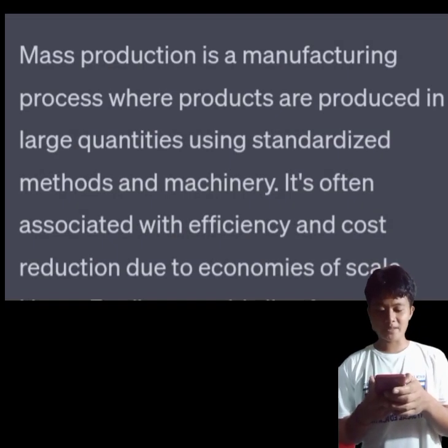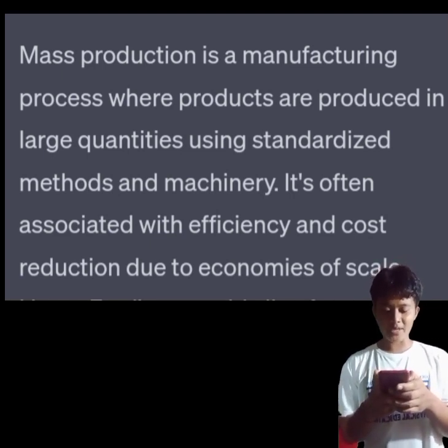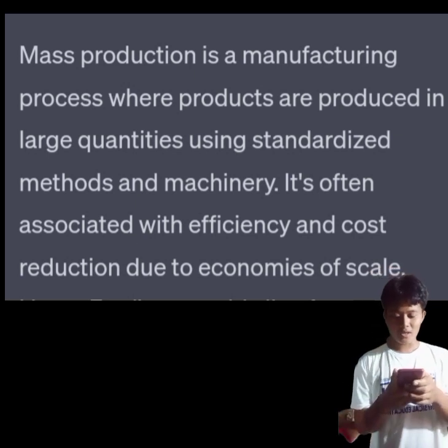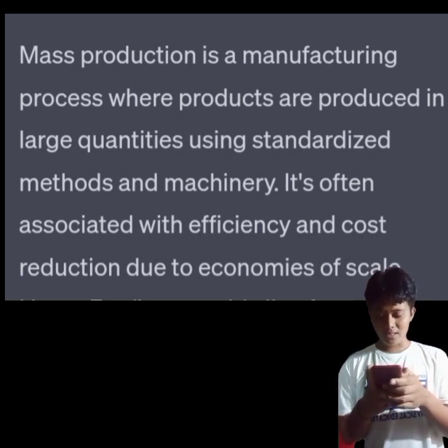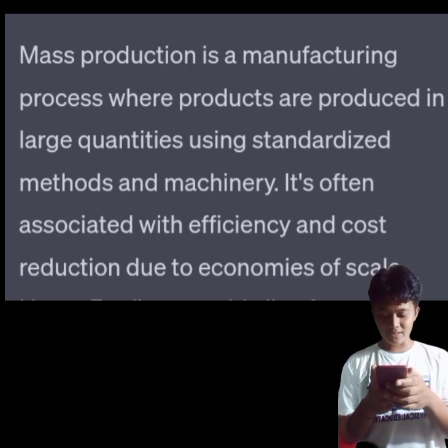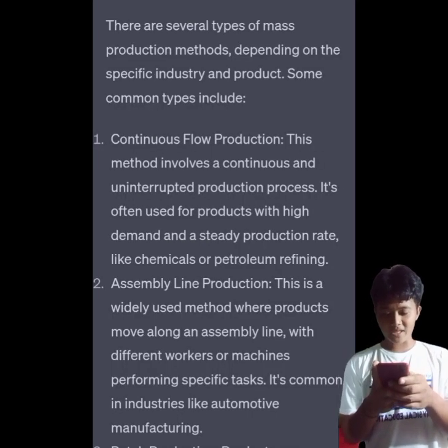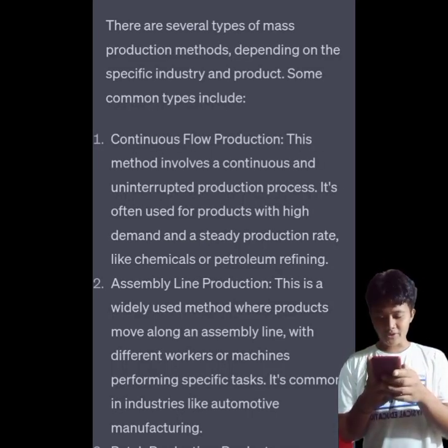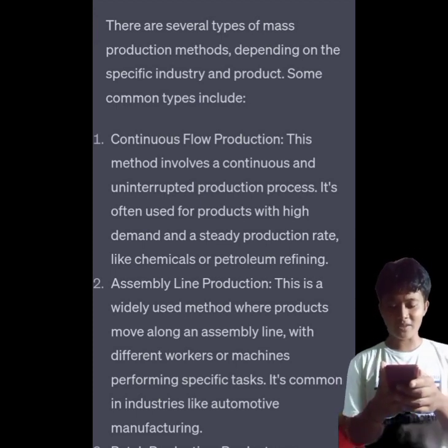Mass production is a manufacturing process where products are produced in large quantities using standardized methods and machinery. It's often associated with efficiency and cost reduction due to economies of scale.